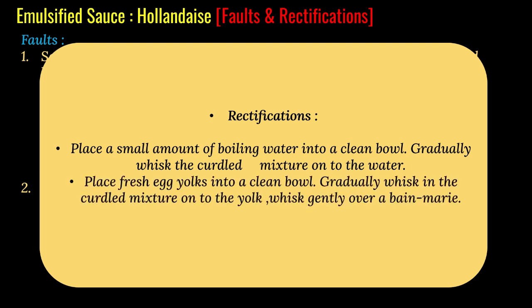Another process: place a fresh egg yolk into a clean bowl and gradually whisk in the curdled mixture onto the egg yolk. Whisk gently over a warm bath. Same thing: either you start with one tablespoon of boiling water, then add the curdled mixture drop by drop, mixing it, or you start again with a fresh egg yolk, gradually whisking in the curdled mixture drop by drop, and whisk it gently over a double boiler or warmery. The sauce will get rectified then and there.